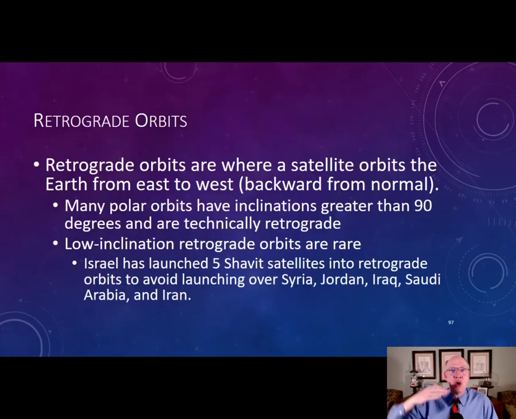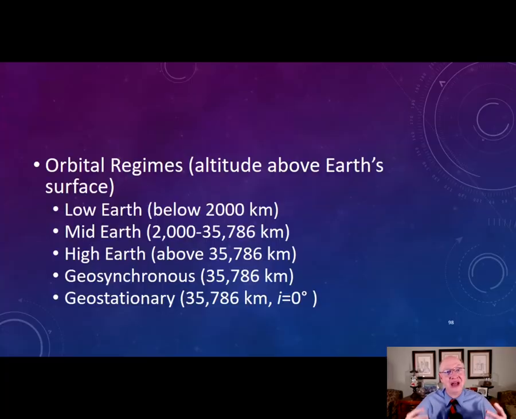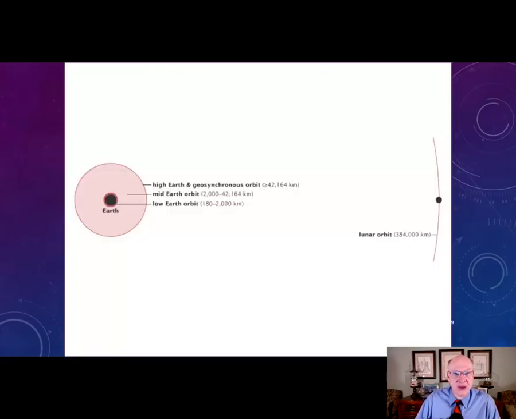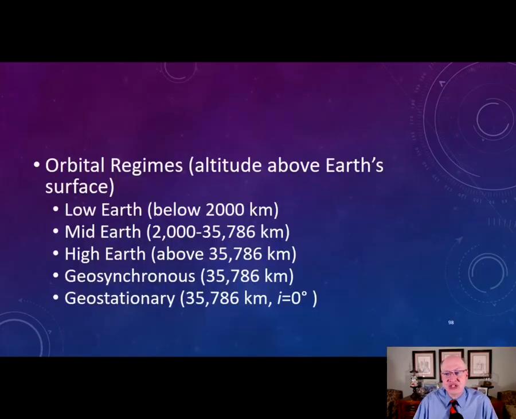So that's a little bit about orbits and their changing inclinations and why we might give a satellite a particular orbital inclination. Let's talk about orbital regimes now, altitudes above the surface of the Earth. And typically we divide these orbital regimes into three main areas: low Earth, mid Earth, and high Earth orbits. And then there's also the very special case of geosynchronous and geostationary orbits. And we'll talk about those at the very end. And I did want to mention where these are located on a globe of the Earth.